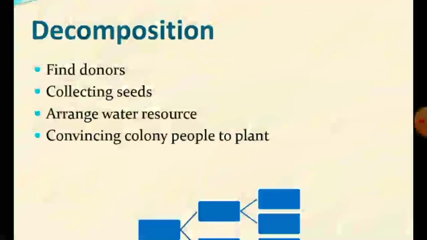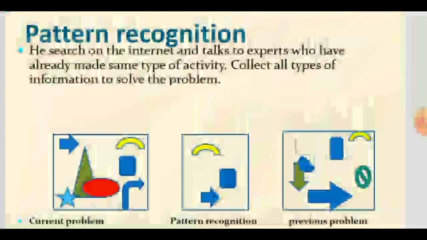Then next will be convincing the colony people to plant trees on a large scale. For that we have to convince the people also. Now the next will be pattern recognition.